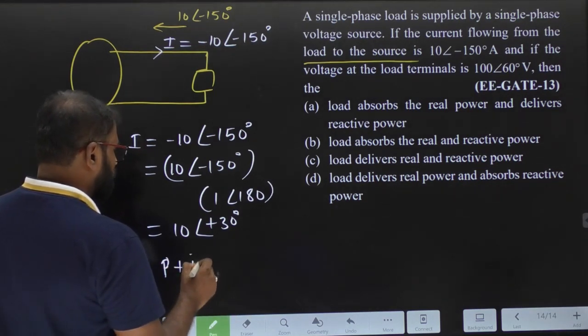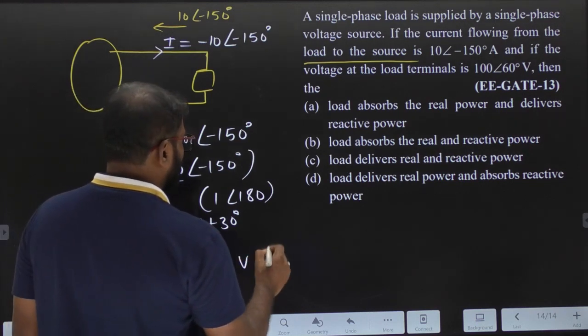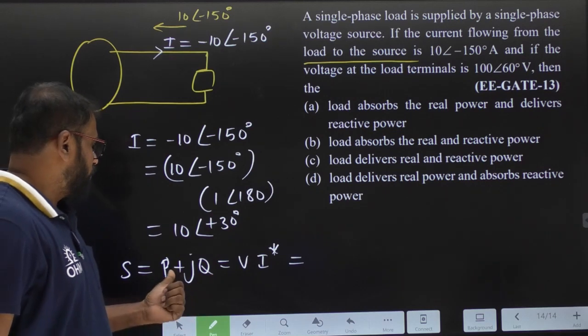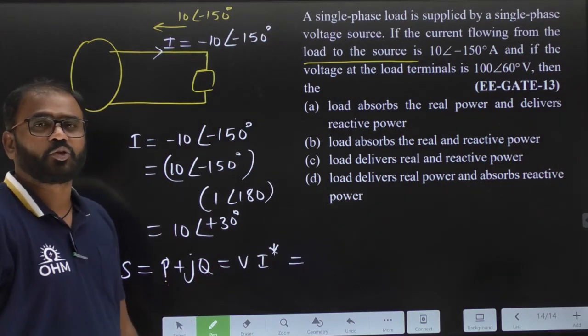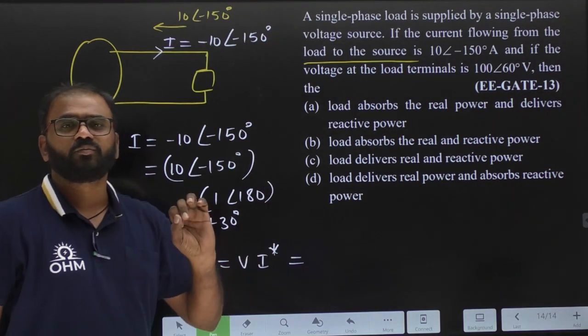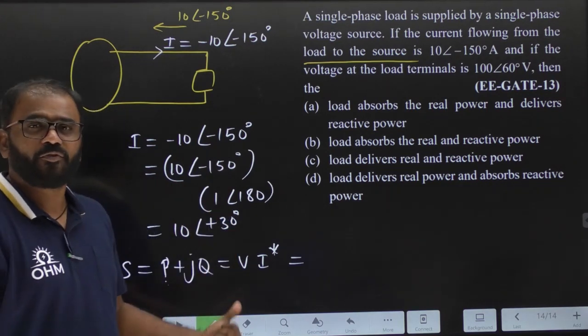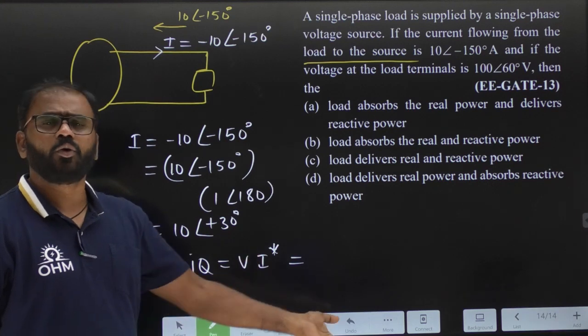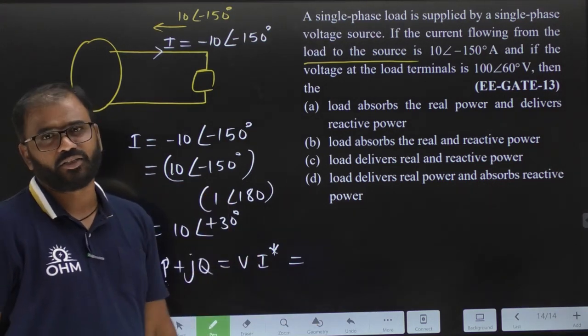P plus JQ is equal to VI conjugate for a single phase system. If both P and Q are positive, then the load consumes the active and reactive power. If P is negative, the load supplies the active power. If Q is negative, the load supplies the reactive power. So that's how we can answer.